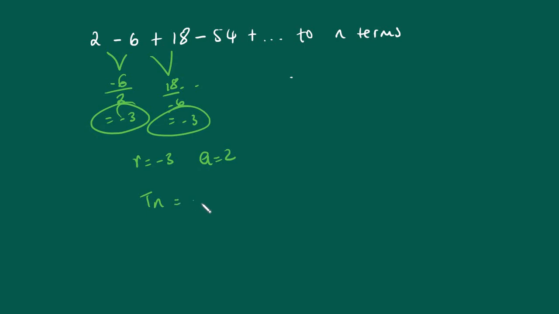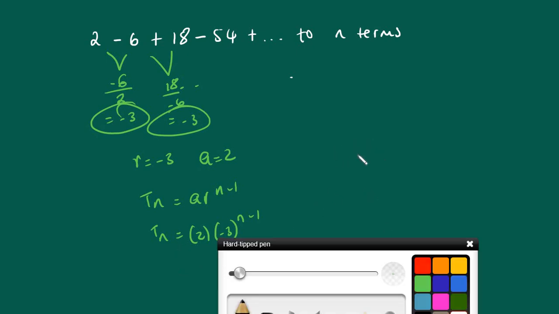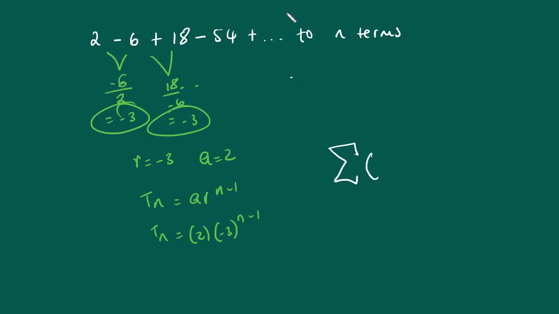From that you can find your Tn by using this formula. Your a is 2, isn't it? Your r is negative 3, isn't it? And then you have n minus 1. Because of this, you would have already found your Tn. So therefore now in sigma notation, this whole thing will be written as 2 times negative 3 to the power of n minus 1, from the first term to n terms. So that will be how it's written in sigma.